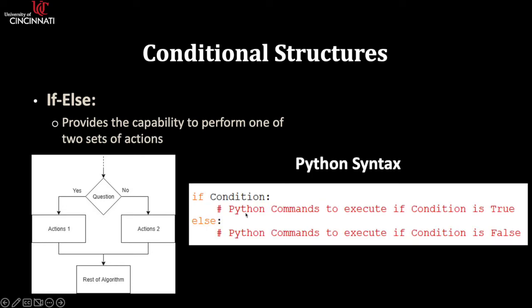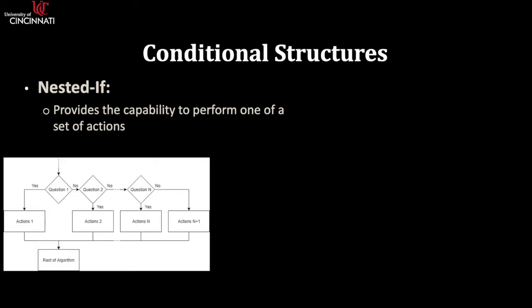The Python syntax for this is: if condition is true, then these are the commands to execute if the condition is true, and else, then these are the commands to execute if the condition is false. Something to notice here is that if has a condition, while else does not have a condition. This means if this condition is false, then regardless of what it is, else will be executed. The keyword else is always terminated with a colon, just like if. Python commands to be completed if the condition is false are included below the else statement, and they must all be indented properly.